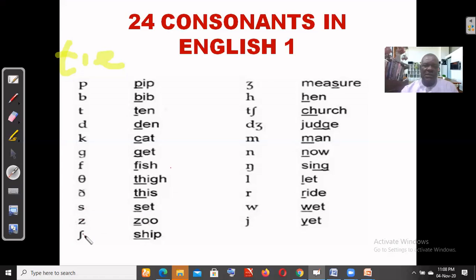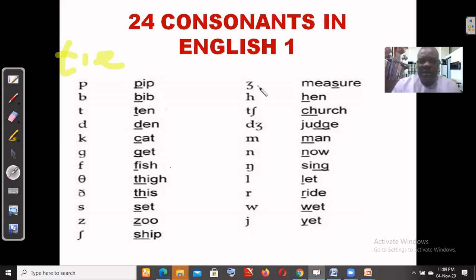This is the sound represented mostly by SH, and you can call it she or sha or sh. All right, you can notice that this is voiceless. This is also a fricative, and you notice the hissing sound. And okay, so this is ship, ship.